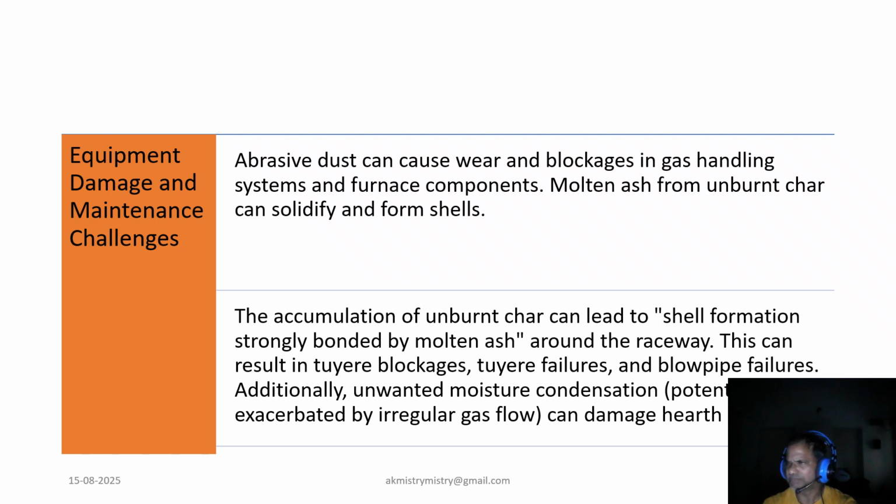Now coming to abrasive dust wearing down the components, we can say that molten ash can form shells around the raceway, causing tears and blowpipe failures. Moisture condensation further threatens the hearth refractory and overall furnace integrity.